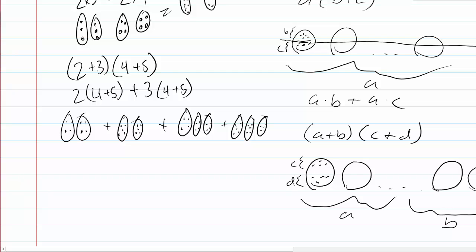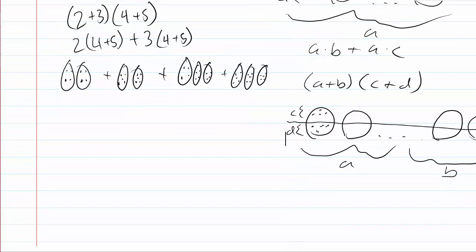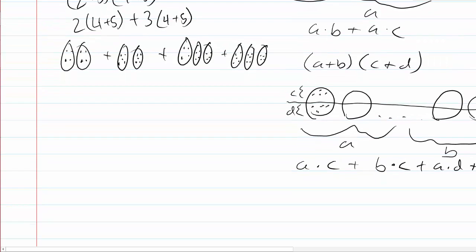Now again, if we split each group into c and d individually, we can see that we have a groups of c plus b groups of c plus a groups of d plus b groups of d. This shows directly how you can apply the distributive property to multiplying two binomials.